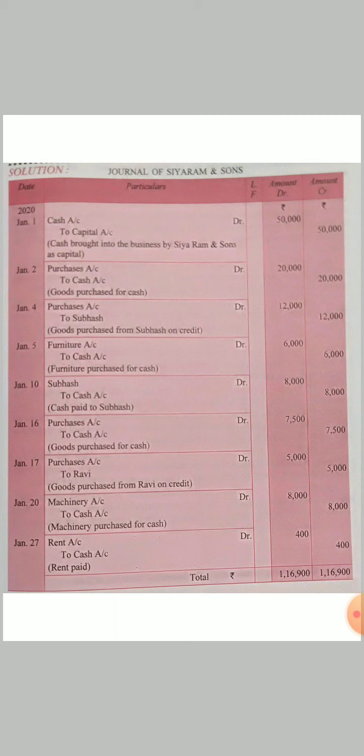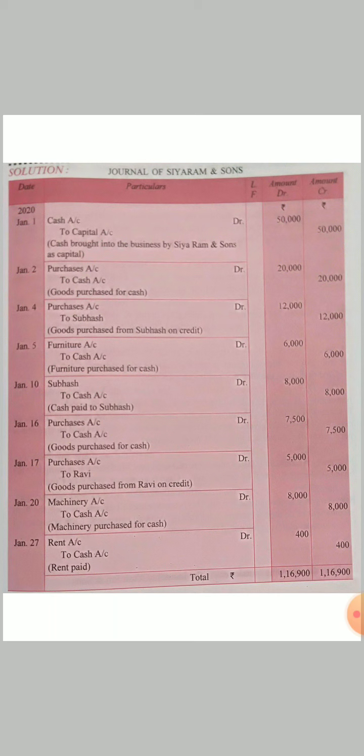Next, goods purchased for cash. Purchase being an expense, purchase account will be debited and cash is going out, so cash will be credited. So entry will be purchase account debit to cash account. Narration, goods purchased for cash. Then purchase goods from Ravi on credit. Goods are coming into the business. Purchase being an expense will be debited. Ravi is the one giving the goods, so Ravi will be credited.